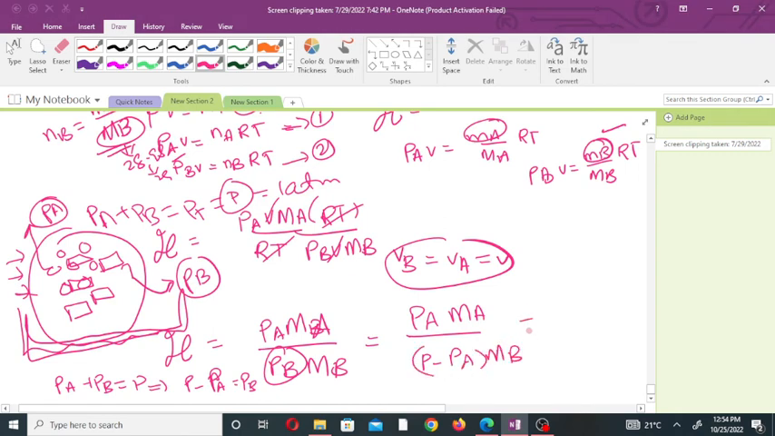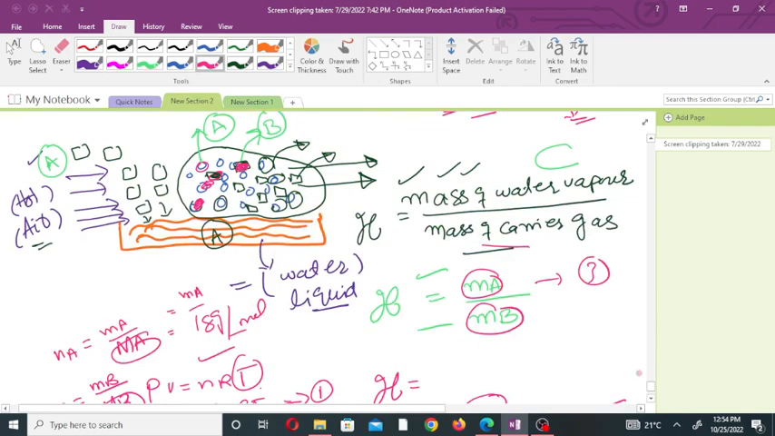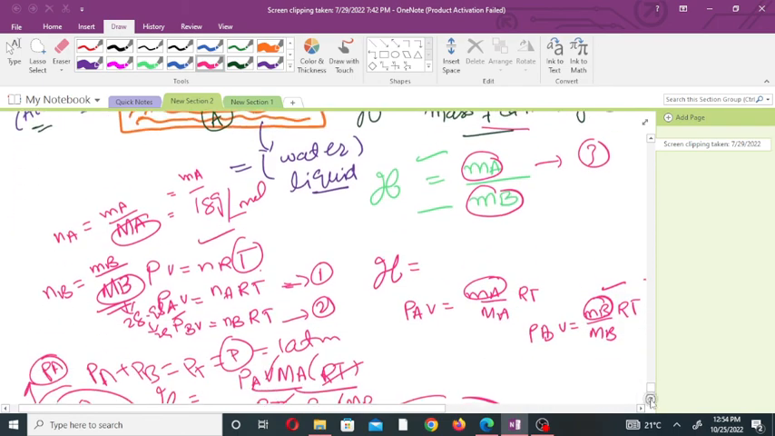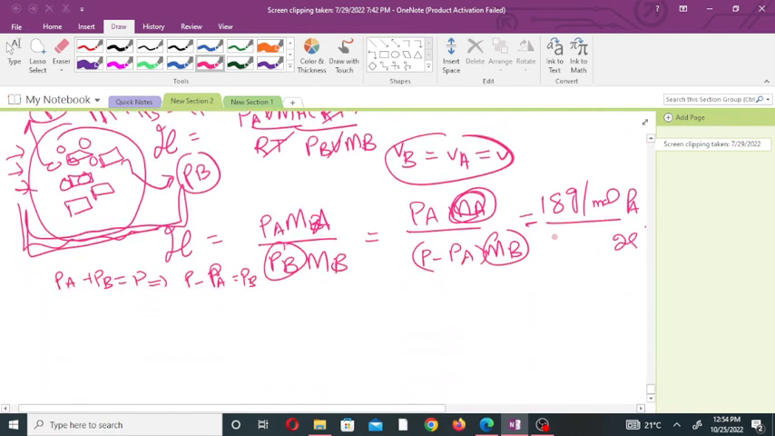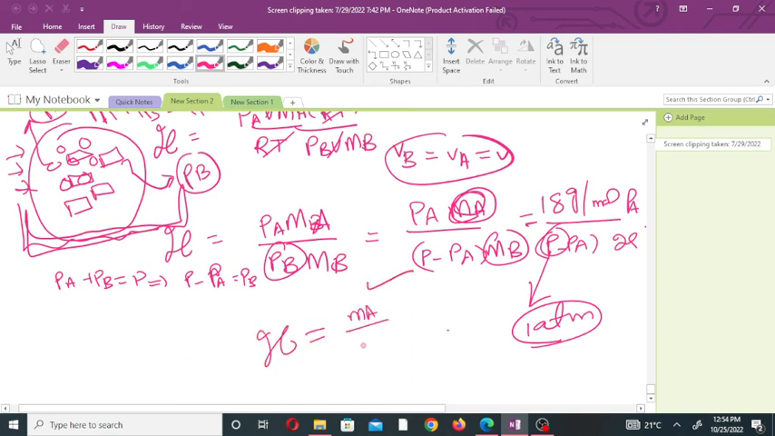So the humidity is PA times the molecular weight of component A, divided by P minus PA times the molecular weight of component B. The molecular weight of component A, the water vapor, is 18 grams per mole, PA is the partial pressure of component A, and the molecular weight of air is 29 grams per mole. P is in most cases 1 atm. From this we can get the humidity of water vapor in the carrier gas.